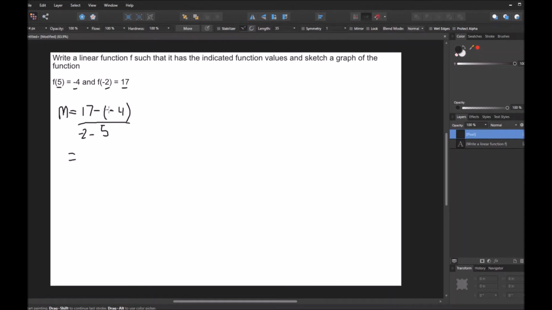So minus negative 4 is the same thing as addition, like that. So we have 17 plus 4, which is 21. And then we have negative 2 minus 5, which is negative 7. And then 21 divided by negative 7 is negative 3. So our slope is negative 3. And so now we have y equals negative 3x plus b.